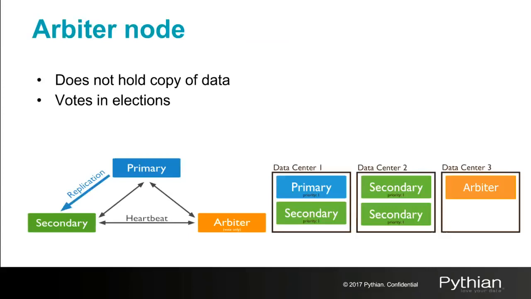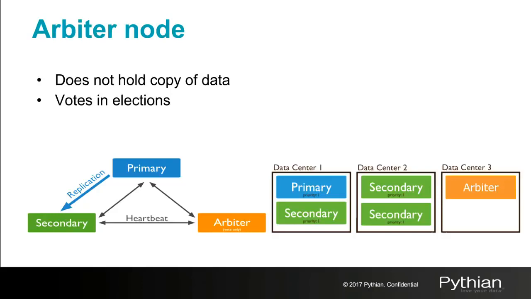The arbiter node is only part of the replica set, and it votes in elections. It does not hold a copy of the data. This is mainly used when we need an extra voting member without an extra copy of our data. We can have a primary and a secondary. We don't want a third copy of our data, but we need a third node that will be voting in the elections. So that's why arbiters are used.